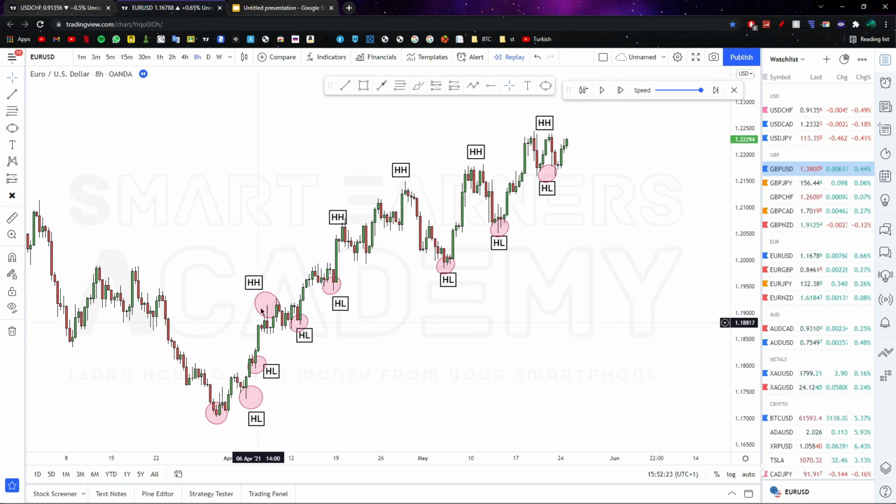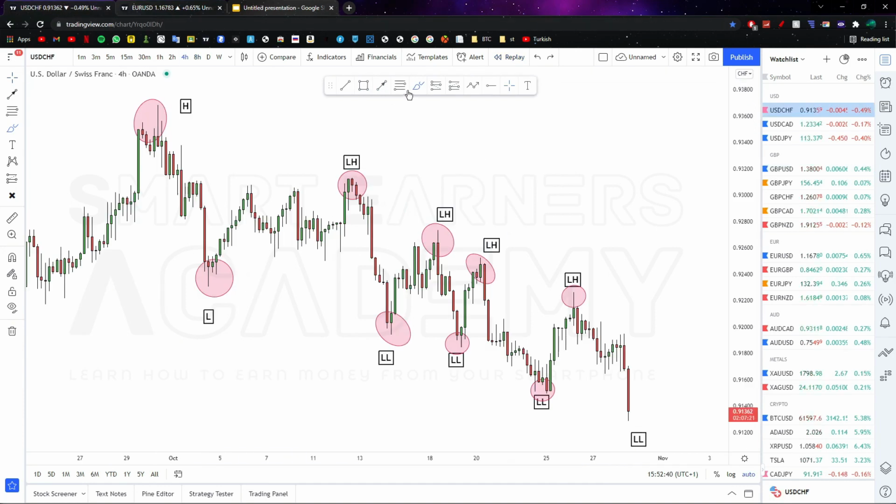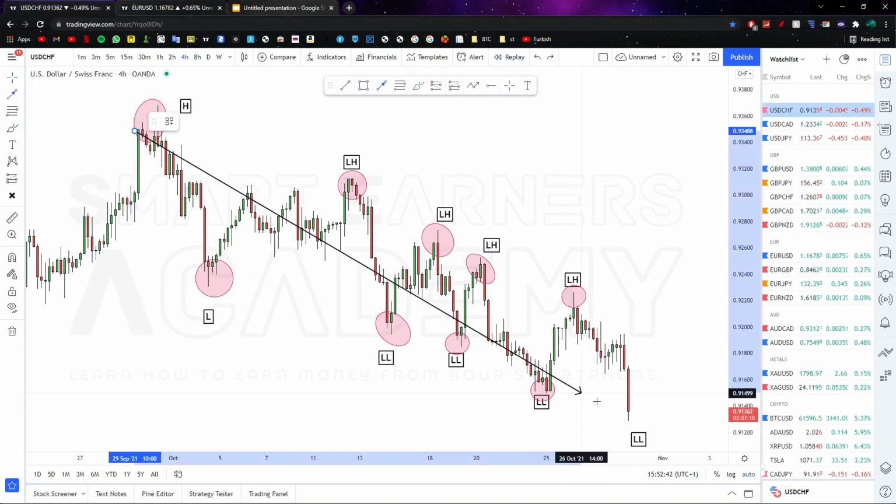So just to recap, what do we have here? We've got a higher high followed by another higher high followed by another one and another one and another one. This is clearly bullish structure. Why? Because we are increasing in price over time. And if you guys want to see this in a trend line, for example, this would be our trend line. We are in an uptrend, right? And the same thing goes for over here. We are clearly in a downtrend, right?